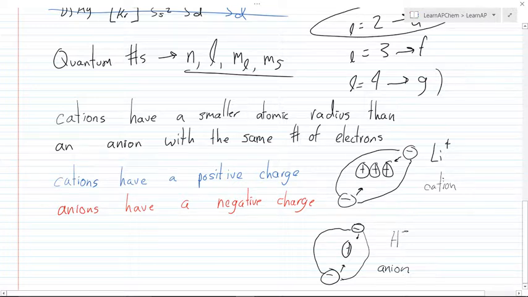Okay. We don't have any more questions. So yes, anions are larger than cations. Yes.